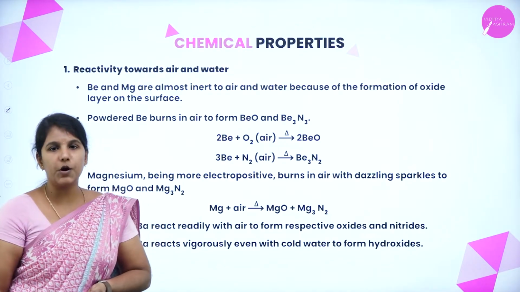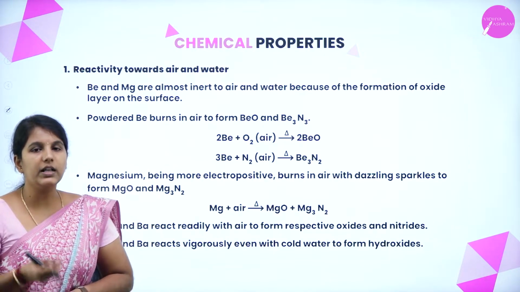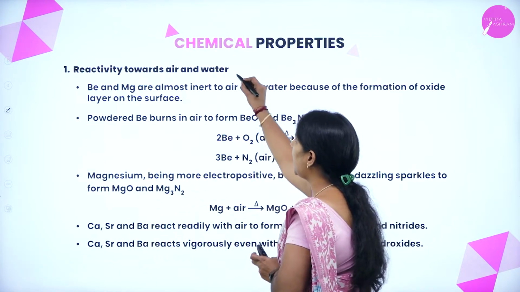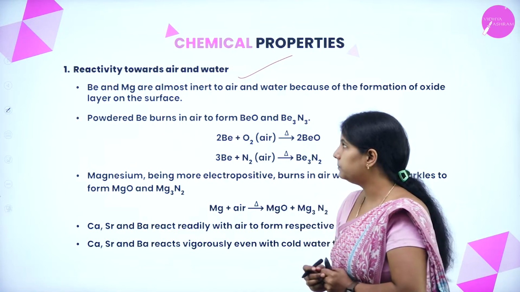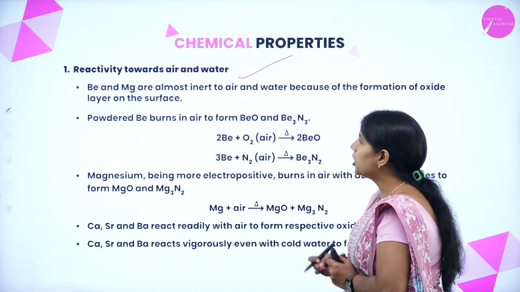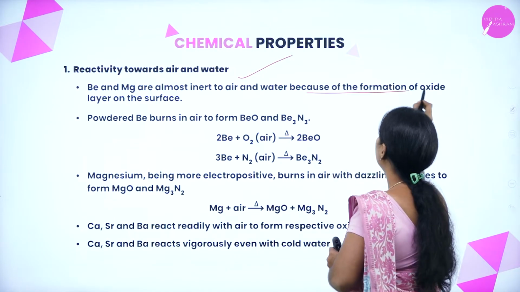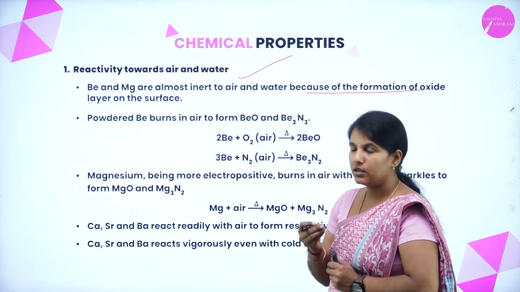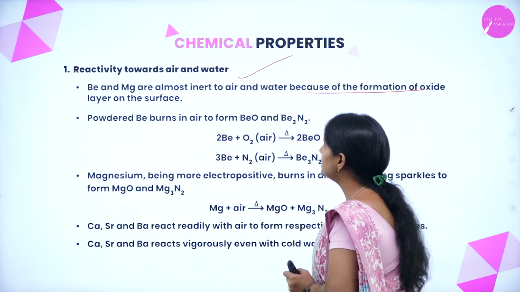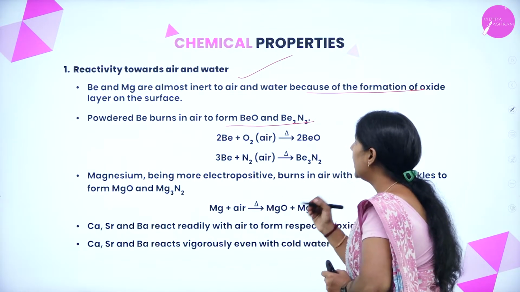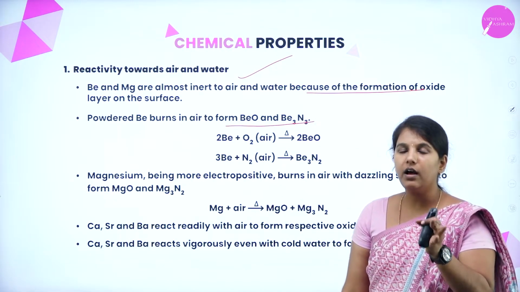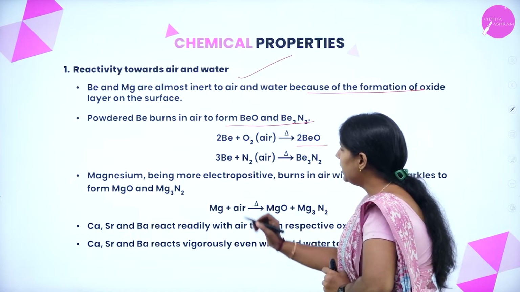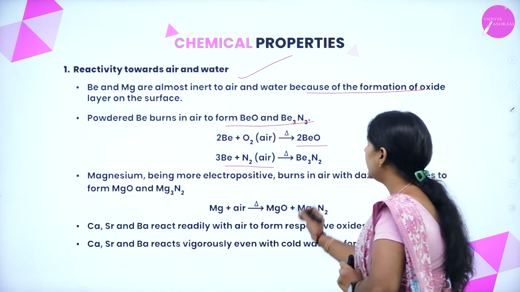Next is chemical property. We'll discuss the important chemical properties of alkaline earth metals. Firstly, I'll go with the reaction towards air and water. Beryllium and magnesium are almost inert to air and water because of the formation of an oxide layer on the surface. The powdered beryllium burns in air to form beryllium oxide and beryllium nitride. So when beryllium is treated with oxygen, it forms what? Beryllium oxide. Similarly, when beryllium reacts with nitrogen, it forms what?